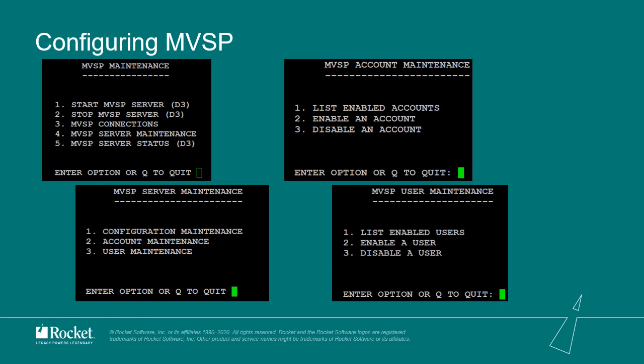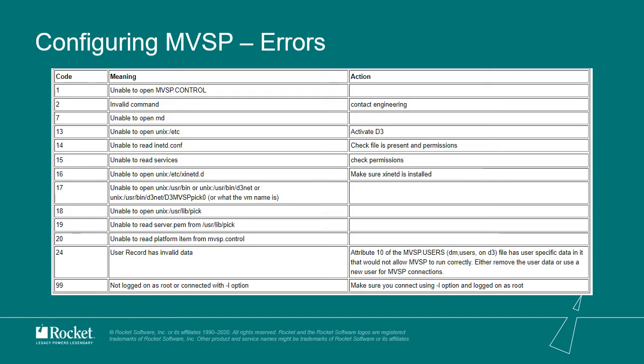You'll notice that the user and account maintenance screens have the same basic options. List the enabled entities, enable an entity, and disable an entity. When you select to enable or disable, you are asked for the user or account, and MVSP does the rest. This slide shows the list of MVSP config menu errors to which I referred in the previous slide. Please take a minute, hit pause, and familiarize yourself with this list.